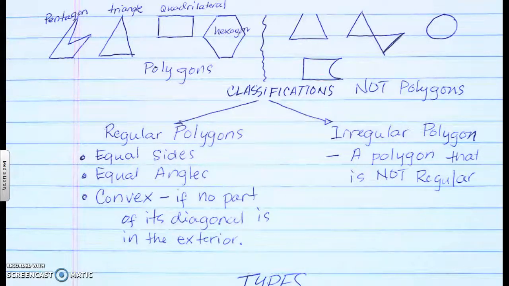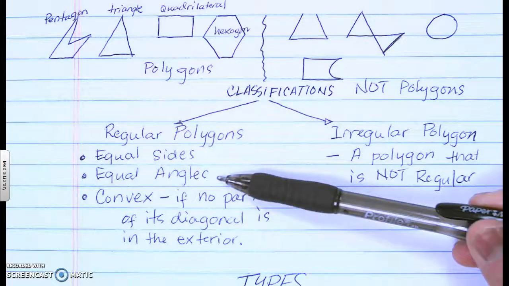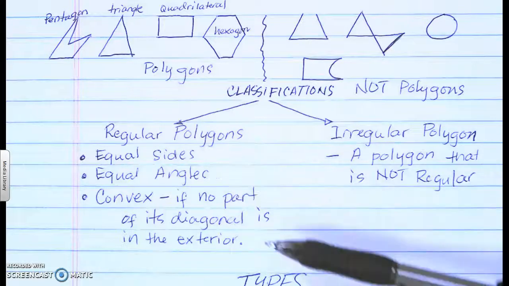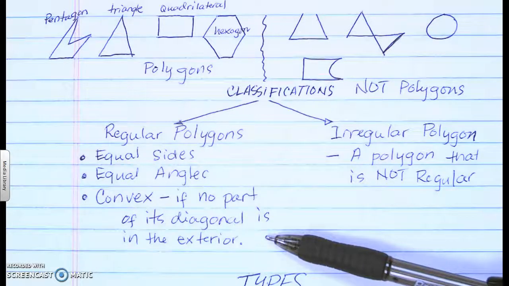Regular polygons have the following characteristics. Number one, they have equal sides, number two, equal angles, and they have to be convex. So what's the meaning of convex? Convex means there is no part of the diagonal that is found on the exterior.